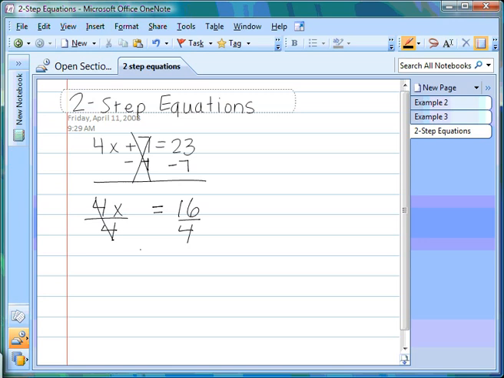Working from left to right, our 4's cancel out on the left side and we're left with x. We bring down our equal sign. 16 divided by 4 equals 4. So our solution is x equals 4.